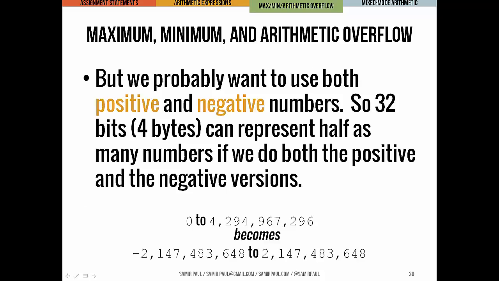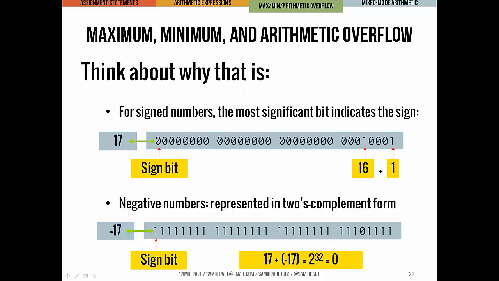Now, that's a little misleading because actually we probably want to use both positive and negative numbers. So of those 32 bits, if we want to make half of them negative and half of them positive, we've sort of got to split them down the middle.